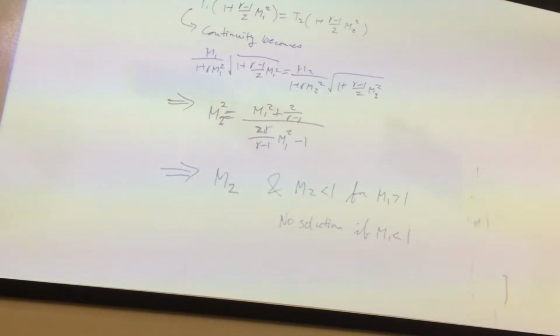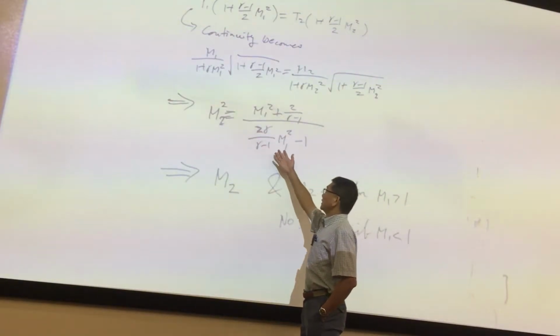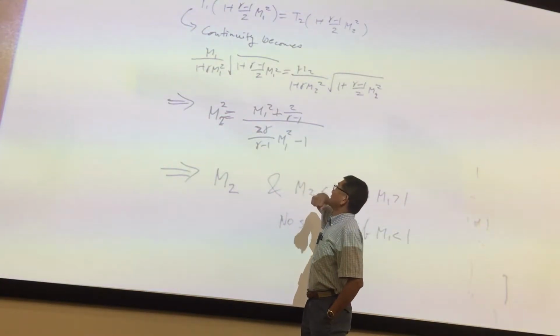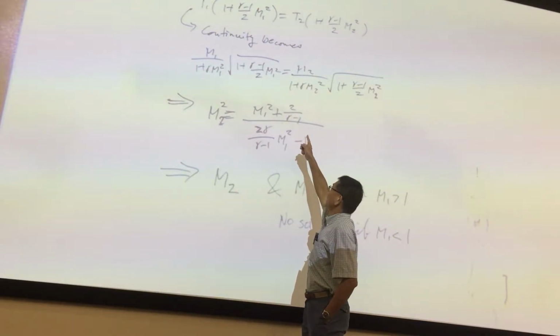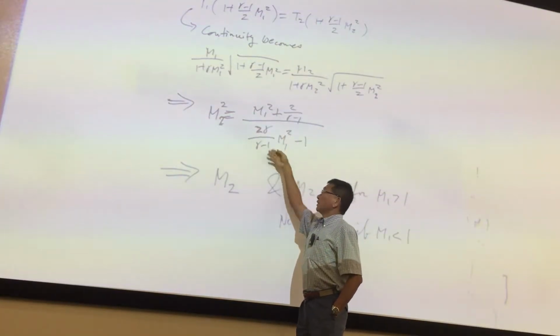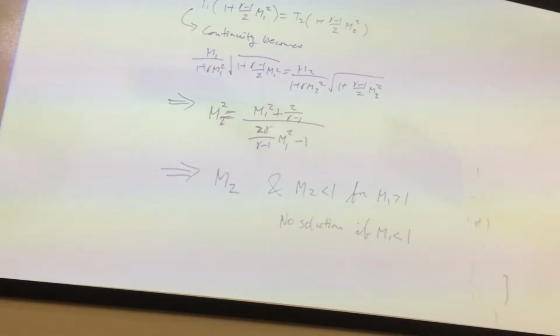So apparently you can possibly find solutions if M1 is greater than 1. From this equation it's probably not very obvious, but we all know that if M1 is less than 1, your denominator becomes negative. And your numerator is always positive, because 2 over gamma minus 1 is always positive, and M1, whatever number there, is positive, but your numerator will be negative. So the only possible solution would be for M2 to be less than 1 and M1 greater than 1.